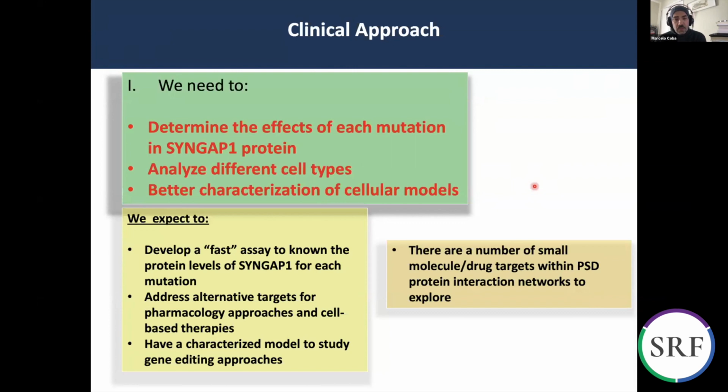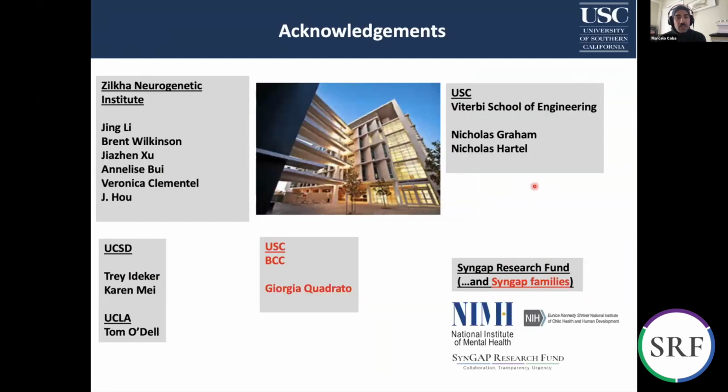So those are collaborators and funding, and mostly I would like to acknowledge the SYNGAP Research Fund and the SYNGAP families, because the work that they're doing, I always say it's great. And in my case, I was working with other molecules at the PSD all the time, and it has just helped me to reconnect with SYNGAP from my early years of postdoc, really.